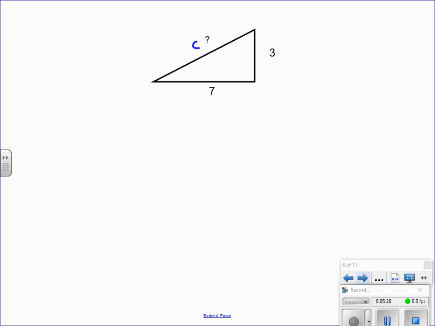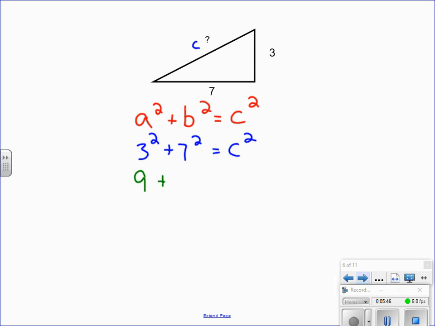So I'm going to use the formula once again. A squared plus B squared equals C squared. And I'm going to plug in the numbers. 3 and 7 for A and B. That's 3 squared plus 7 squared equals C squared. Now I got to do the mathematics, or the math behind it. 3 squared is 3 times 3, which is 9. 7 squared is 7 times 7, which is 49. All that is equal to C squared. Again, C is the number that I don't know.